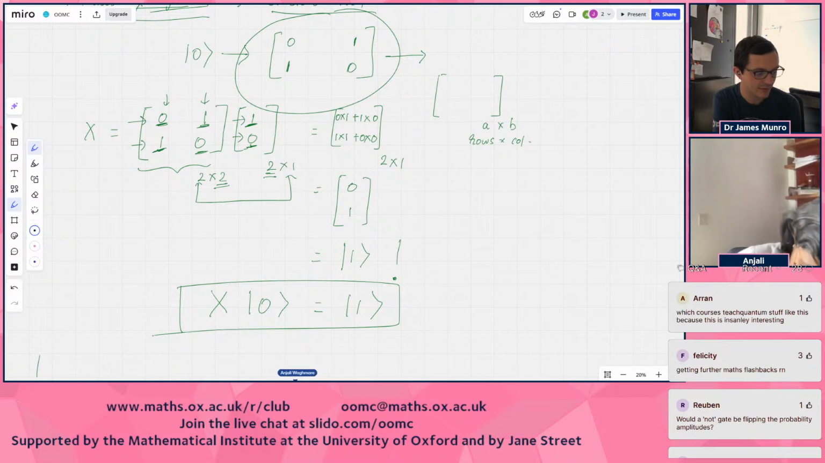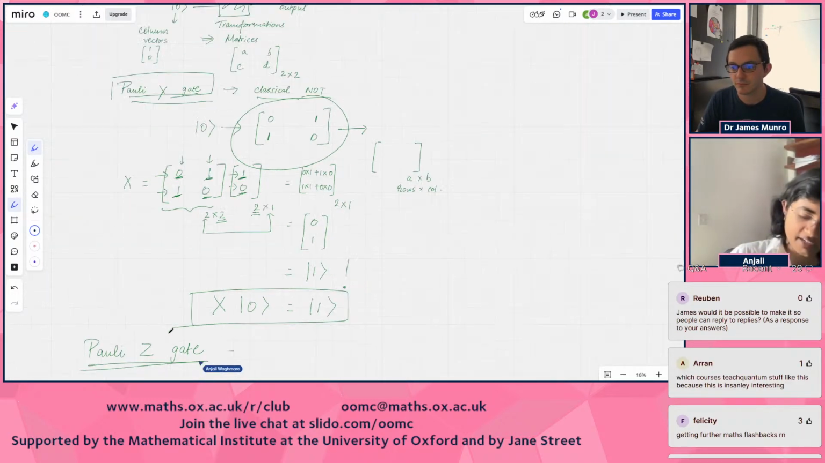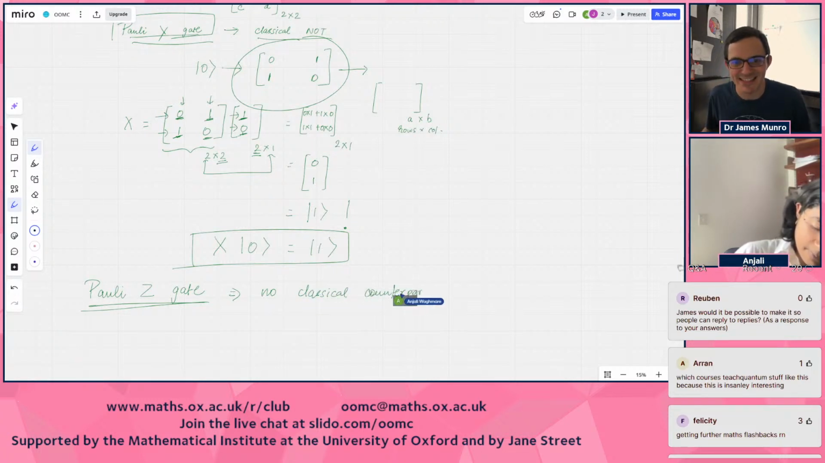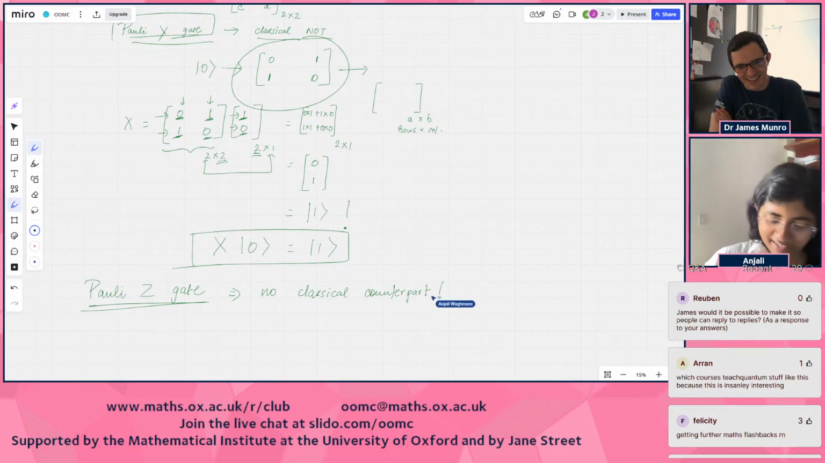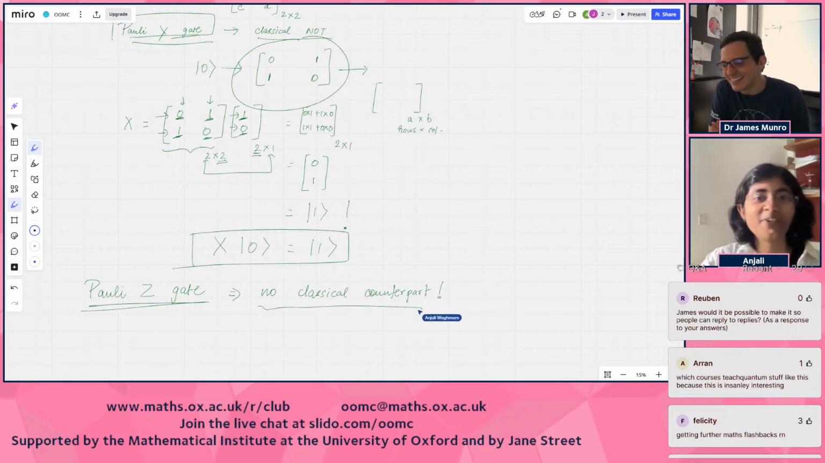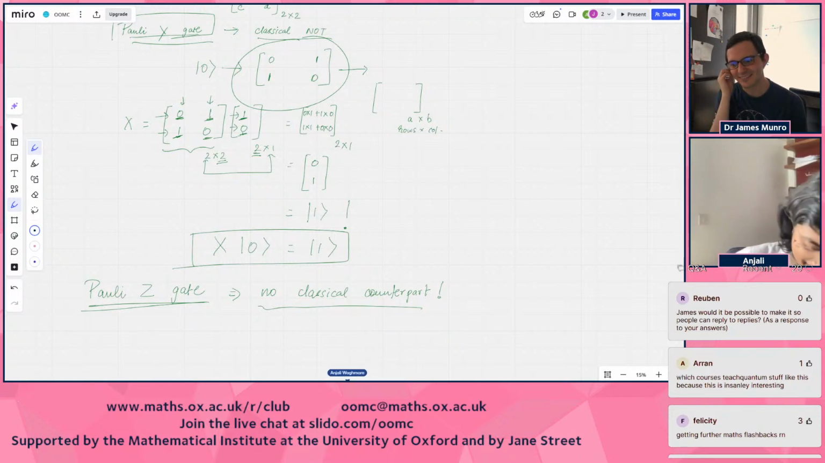Going forward, we have another quantum gate called the Pauli Z gate. And this actually does not have a classical counterpart. I was trying so hard to understand things in terms of classical counterparts. Okay. Yes, but let's look at the matrix and see what it does to the inputs. I think that will help us understand it better.